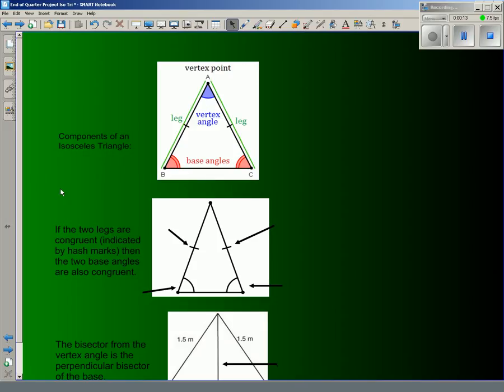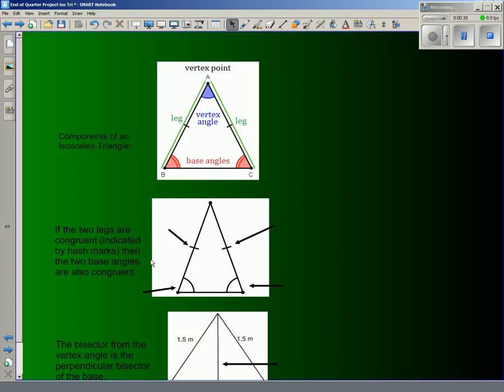The components of an isosceles triangle: there's the vertex point, which is the top of the triangle. Then there are two legs on the side, and the bottom is called the base. And the base angles are right here and here, and the vertex angle is at the top.